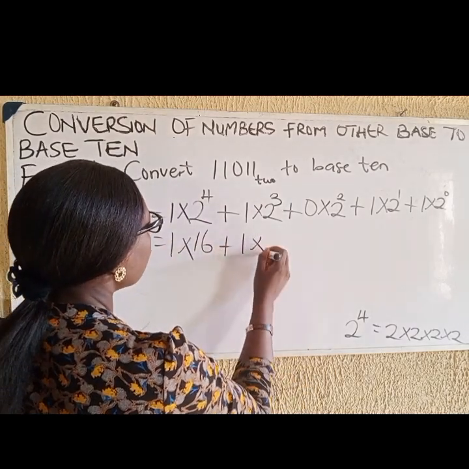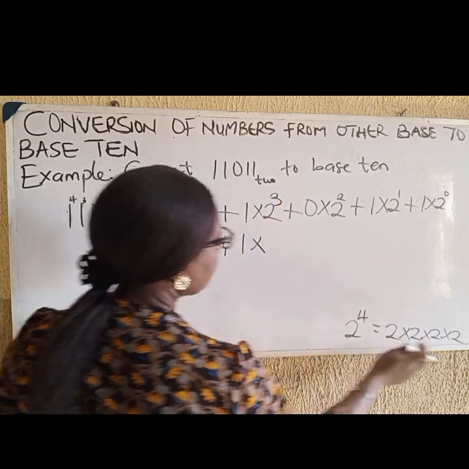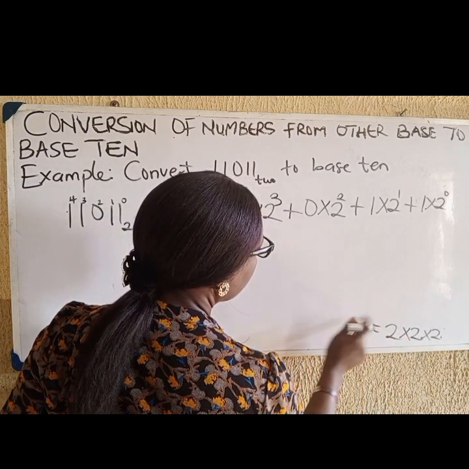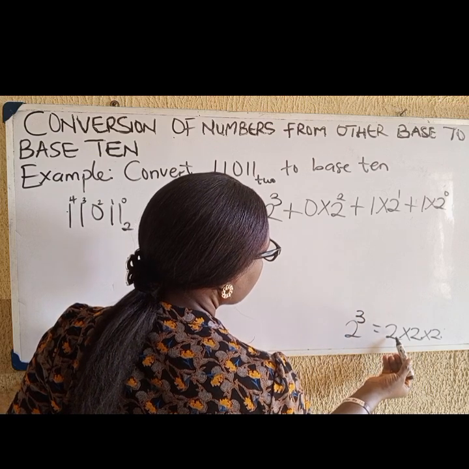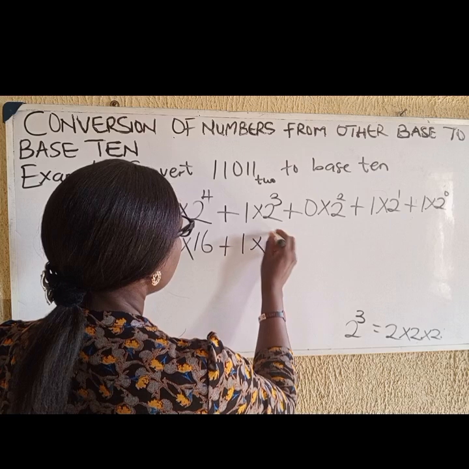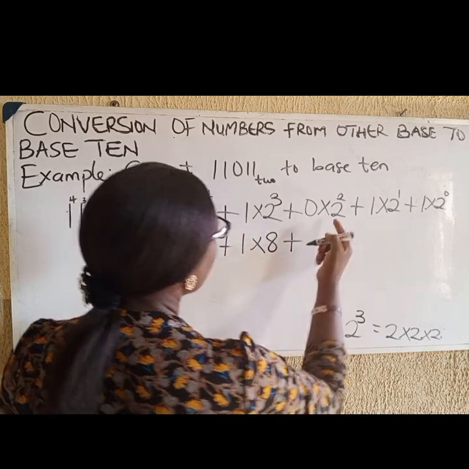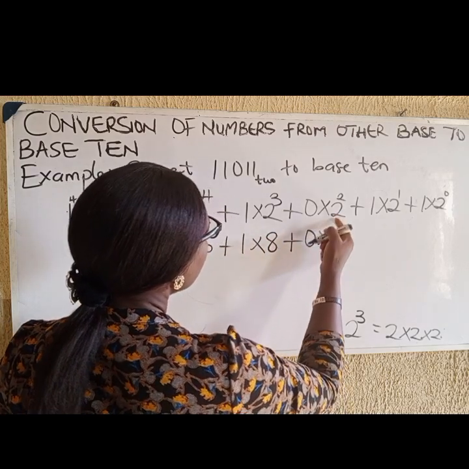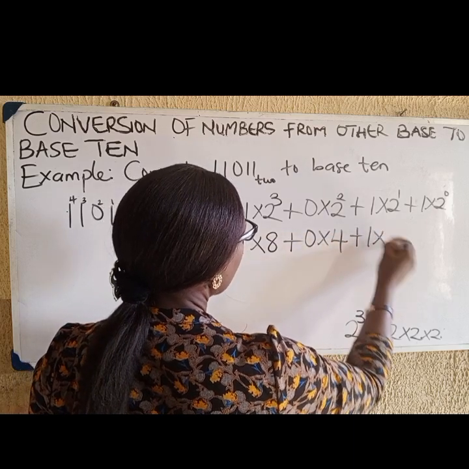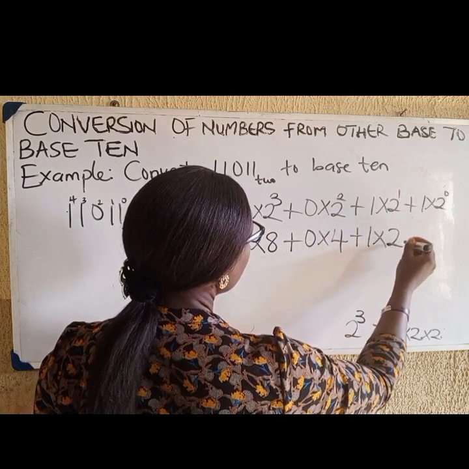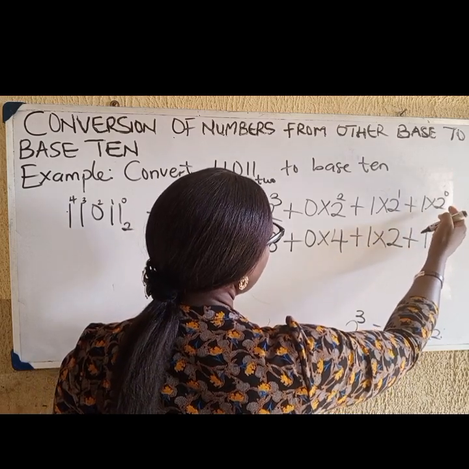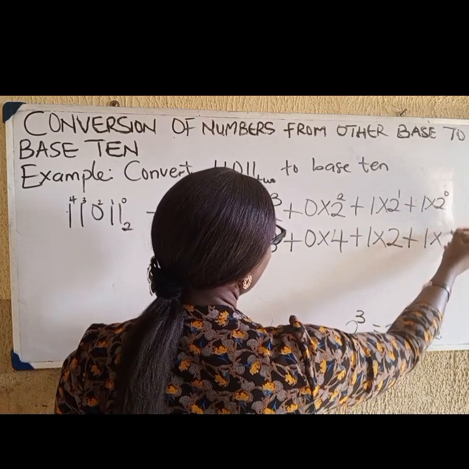Plus 1 times 2 raised to power 3. So it means 2 times 2, 4. 4 times 2, 8. So this is 8. Plus 0 times 2 raised to power 2, which is 4. Plus 1 times 2 raised to power 1, which is 2. Plus 1 times, remember that I said that any number raised to power 0 is equal to what?